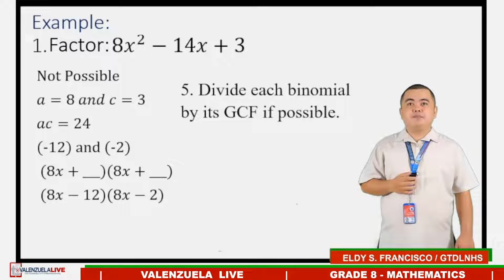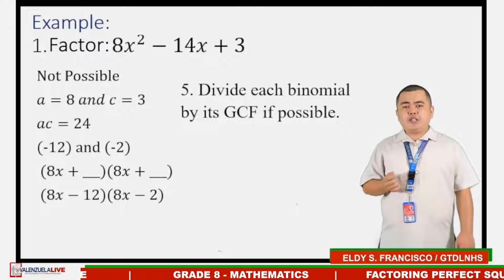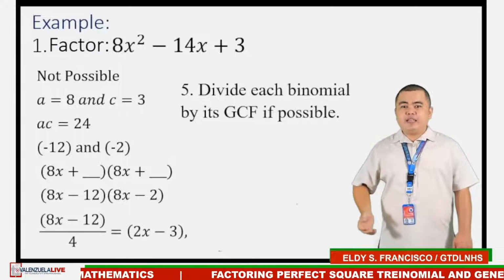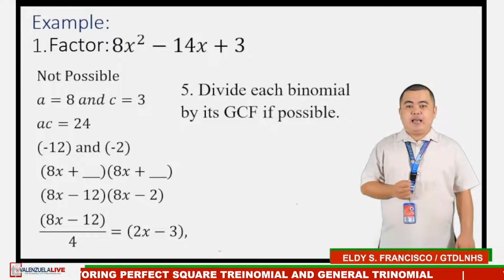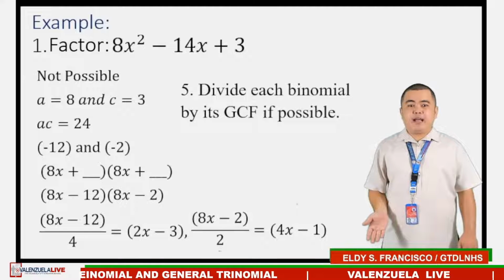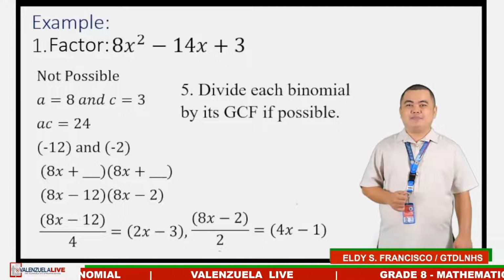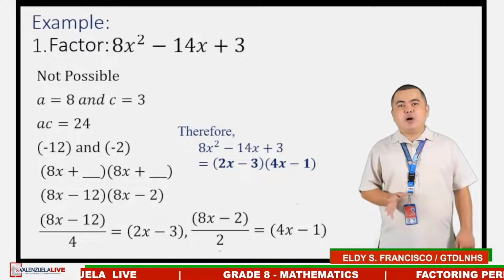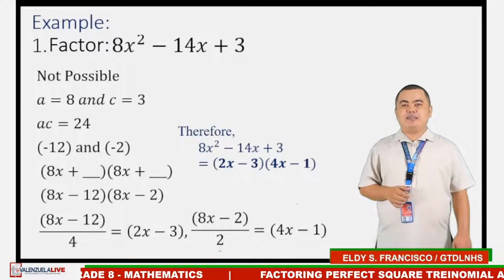And last step, divide each binomial by its GCF if possible. The first binomial factor, 8x minus 12, has a GCF of 4. So dividing 4 to both terms, we get 2x minus 3. And the second binomial factor has a GCF of 2. Then by dividing it to both terms, we obtain 4x minus 1. Therefore, 8x squared minus 14x plus 3 equals quantity 2x minus 3 times quantity 4x minus 1.